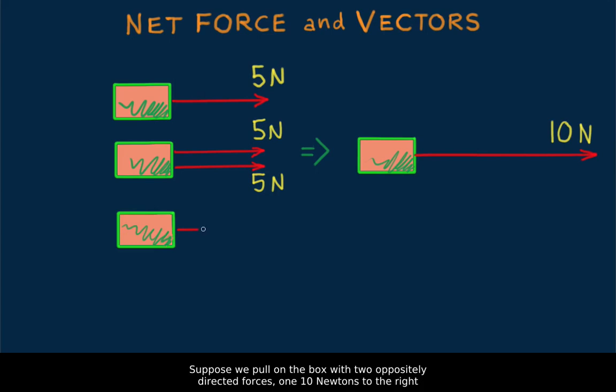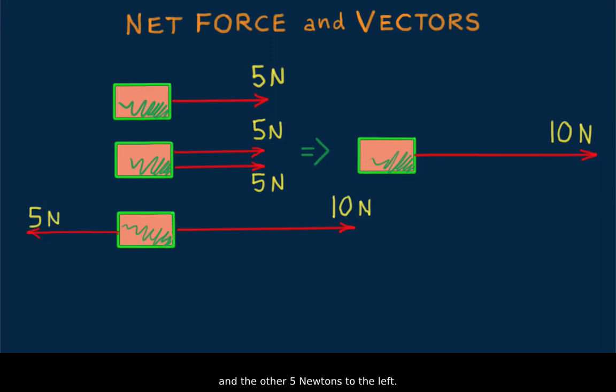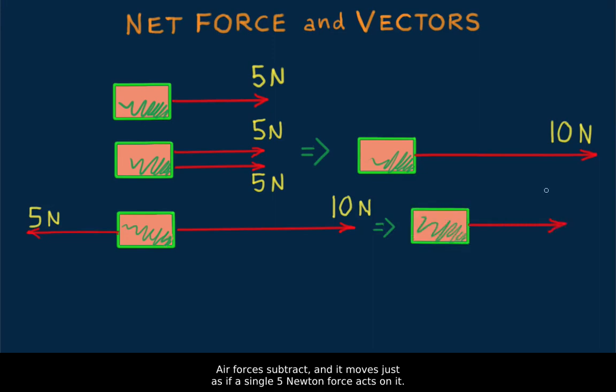Suppose we pull on the box with two oppositely directed forces, one 10 newtons to the right and the other 5 newtons to the left. How does the box move? Here forces subtract, and it moves just as if a single 5-Newton force acts on it. The net force on the box is 5 newtons to the right.